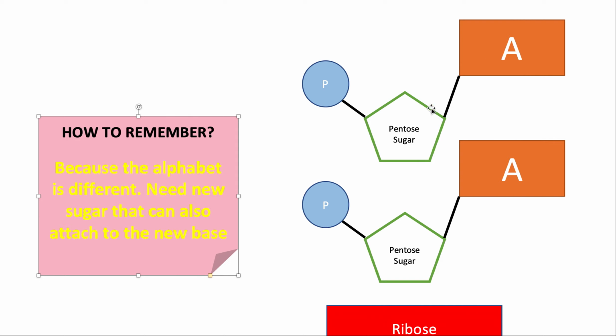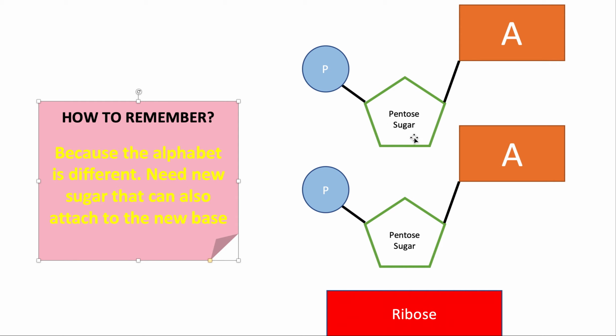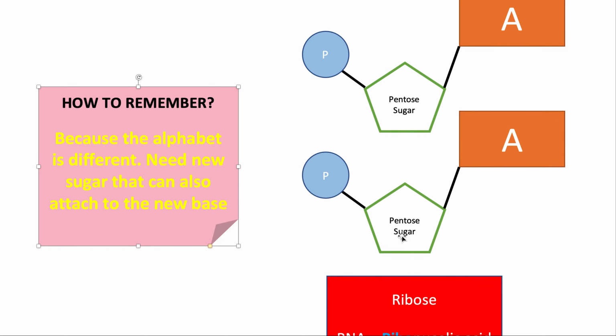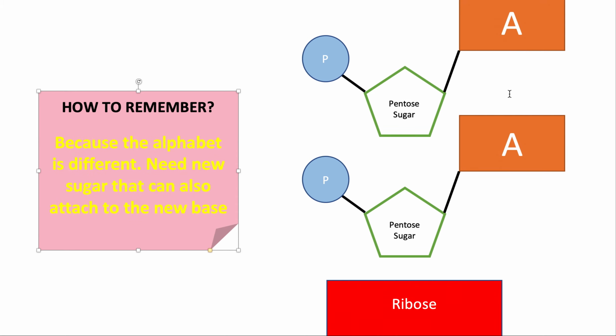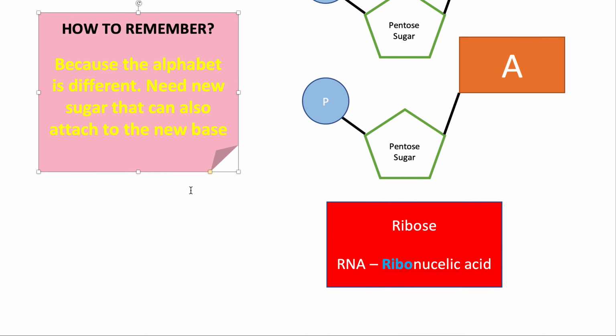So what happens is you need a different sugar that has the conformation to be able to also bind to that new base. So deoxyribose sugar is perfect for A, C, T, and G, but ribose sugar has a perfect conformation for A, U, C, and G. Okay, so the sugars have different shapes. RNA has ribose sugar, which is perfect for its 4 bases, and DNA has deoxyribose sugar, which is perfect for its 4 bases. So you can remember that because the alphabet is now different between RNA and DNA, you need a new sugar that can also attach this new letter, this new base.